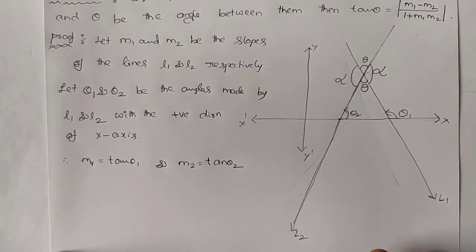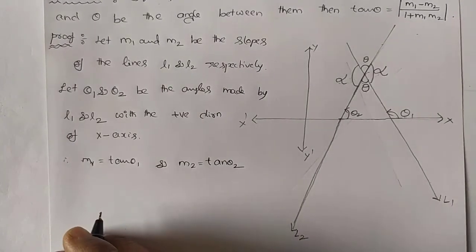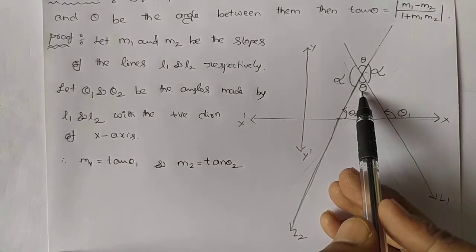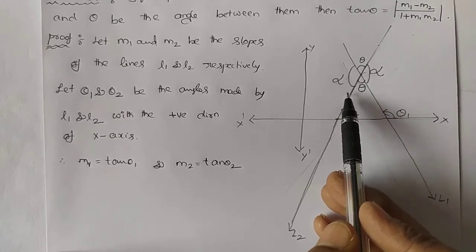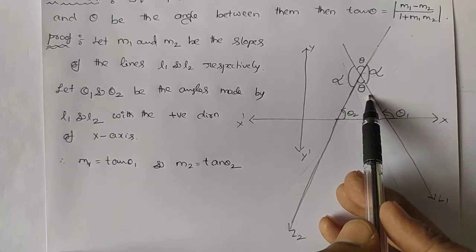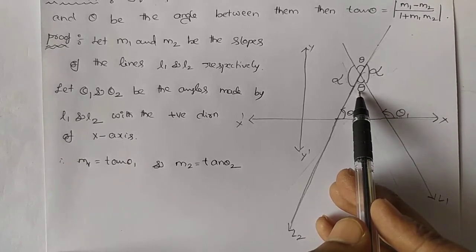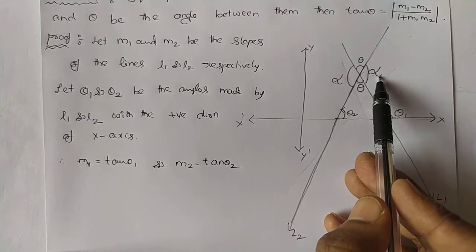Okay. Next, let us find out this theta. Let theta be the angle between the lines L1 and L2. After finding the angle theta, later we have to find the angle alpha.